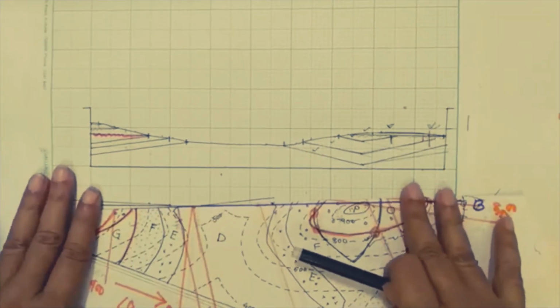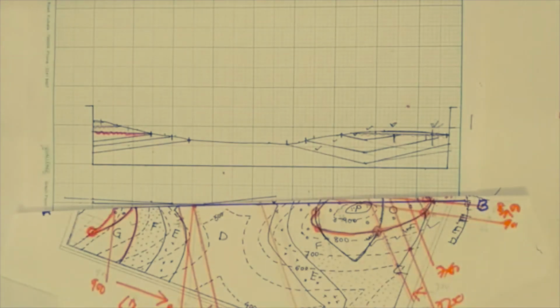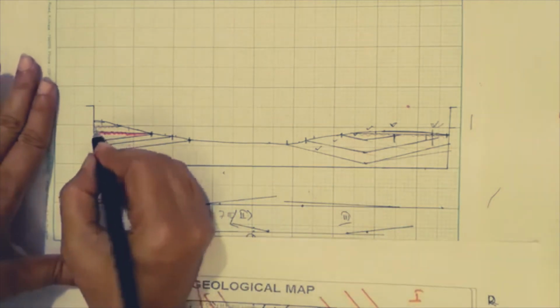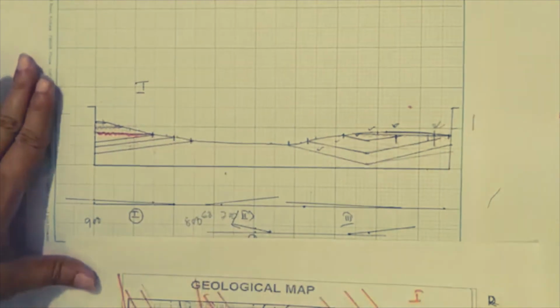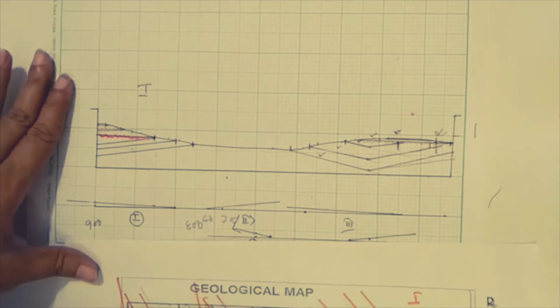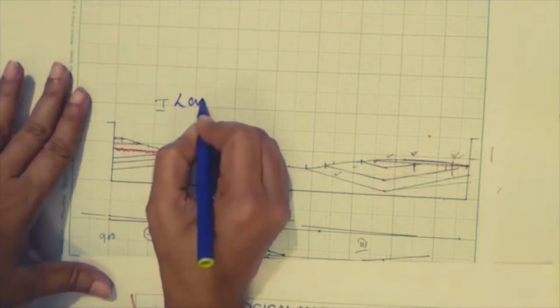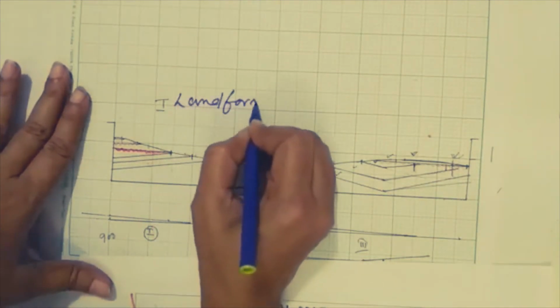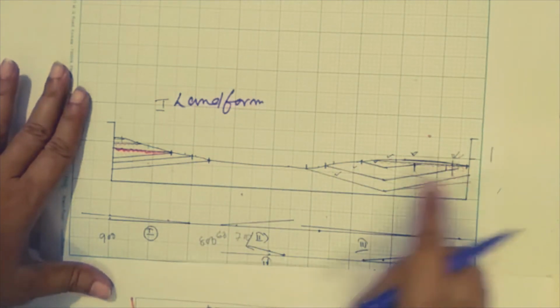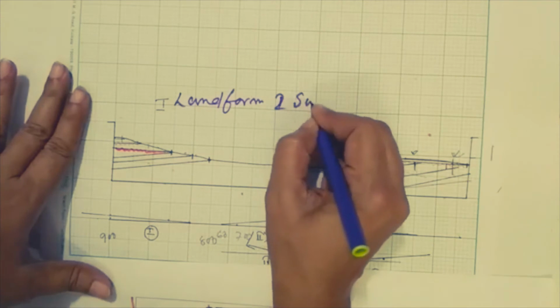This is the basic thing of plotting the geological map. You have to follow all these things along the section line. Here, first, I got the information about the landscape, the landform. This is the undulating area, and the surface runoff.